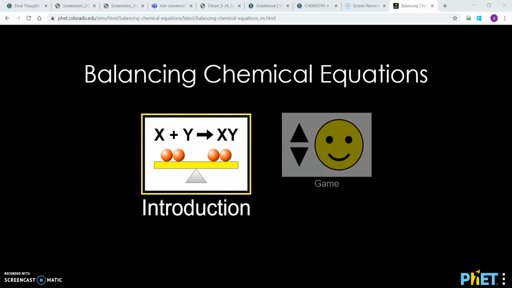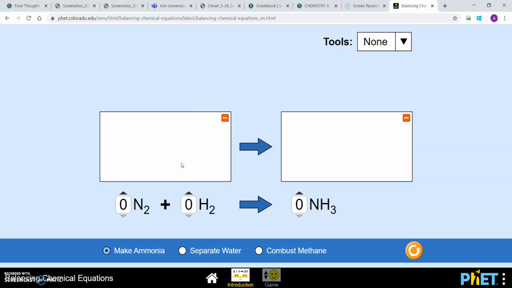I'm going to do an answer key for the balancing chemical equations assignment. Since some of you had questions, I want to make sure everyone can be successful here. So starting off at the website, fet.colorado.edu, balancing chemical equations, I'm just going to click on the intro.